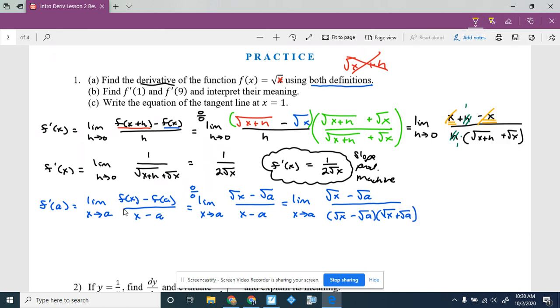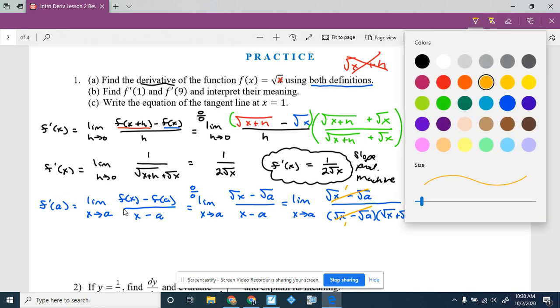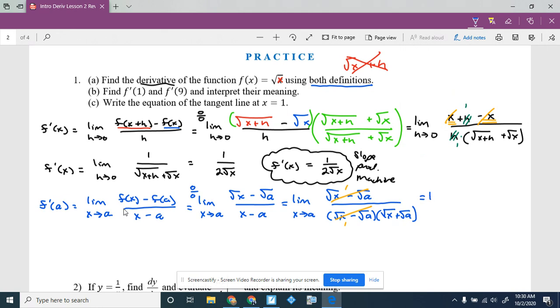Now why is that good? Well, this factor and that factor are exactly identical, so they divide out. Now I just get 1 over radical x plus radical a. So I'll clean it up: the limit as x goes to a of 1 over radical x plus radical a. Now substituting a in for x, I get radical a plus radical a in the bottom. That's 1 over 2 radical a, and that's exactly what I got before.